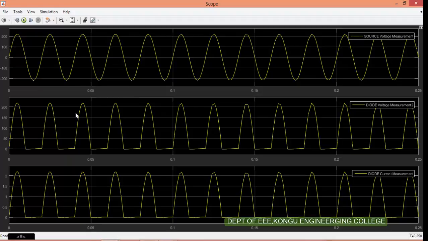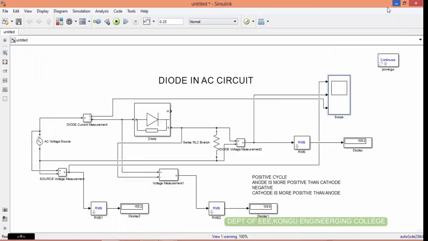And hence, in case of an AC circuit, the diode only allows the positive cycle. But in case of DC, in forward bias condition you will get a straight line, and in reverse bias condition the output voltage and current will be 0. Now let us go and make a small change in our circuit.